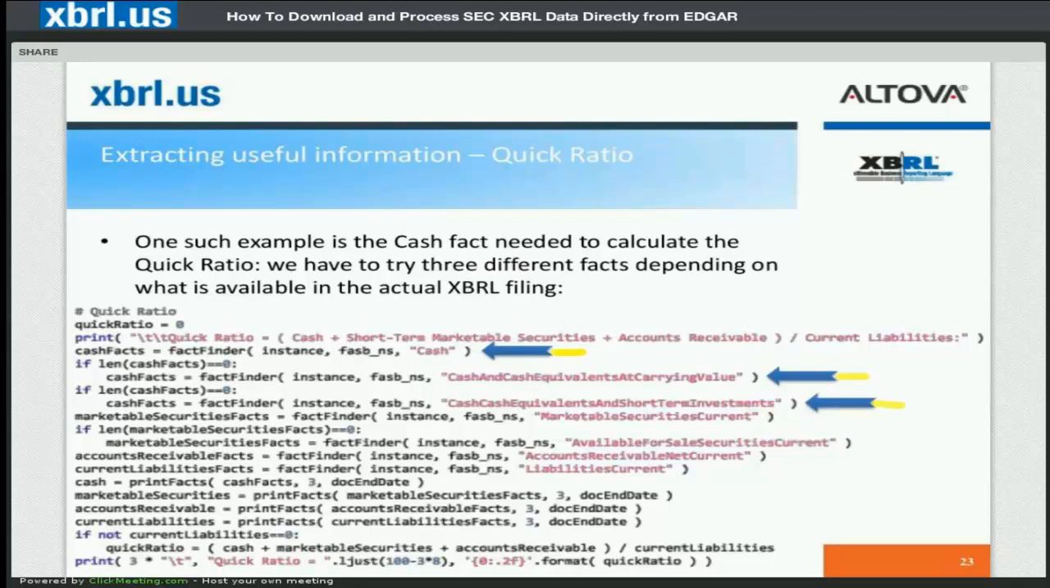Similarly, for marketable securities, we need to look at both marketable securities current as well as, if that's not found, available for sale securities current. And even a third step should be added here, which I've done in a later version of the script that's not in this particular slide. We also need to look at short-term investments as another potential place where we can find that value in order to calculate the quick ratio. And once we found all these data points, the rest is easy. We use the formula that we defined above to calculate our quick ratio and print it out.